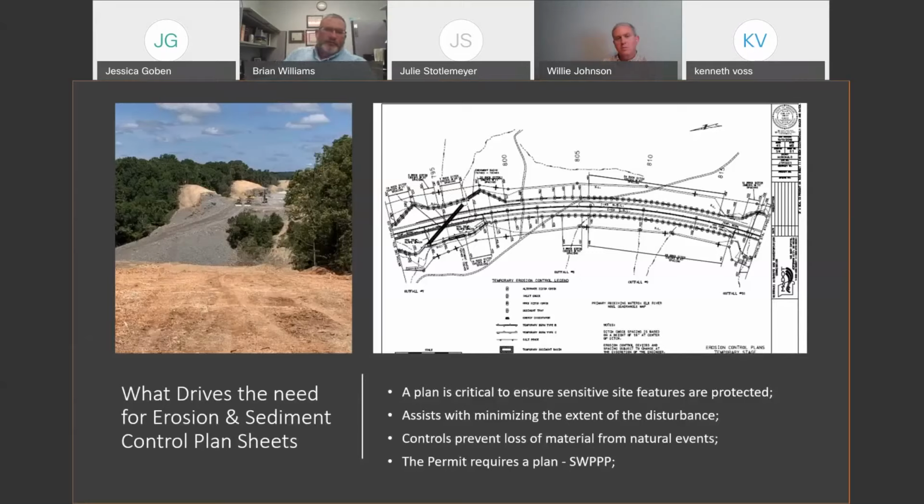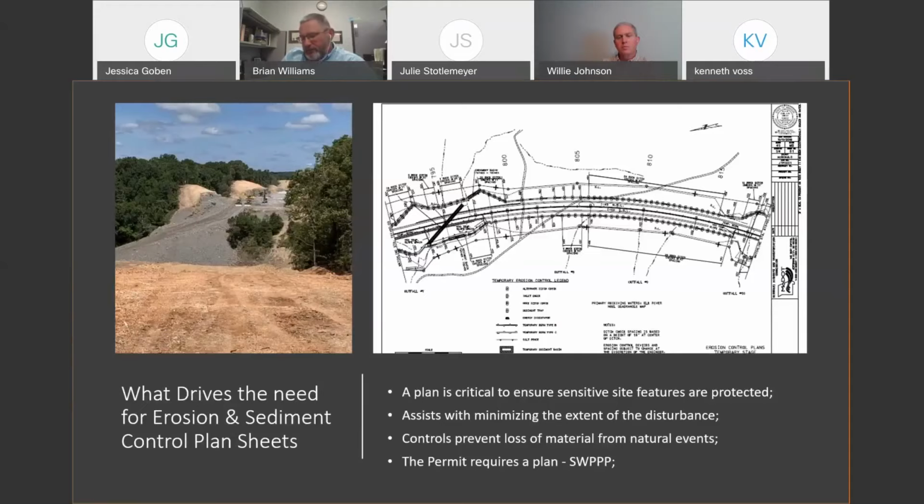So what drives the need for erosion sediment control plans? The plan is, again, critical to ensure that sensitive site features are protected. The permit basically requires that we provide site maps as part of our SWPPP. And so we utilize our erosion sediment control plans as our site maps for compliance with the permit. But having a good plan put together, to make sure everything works as it should, actually helps expedite the construction. It also helps control the prevention of loss of material.